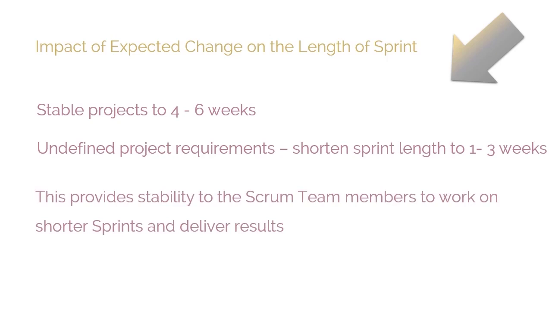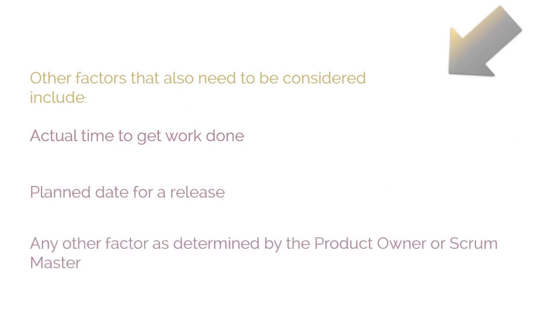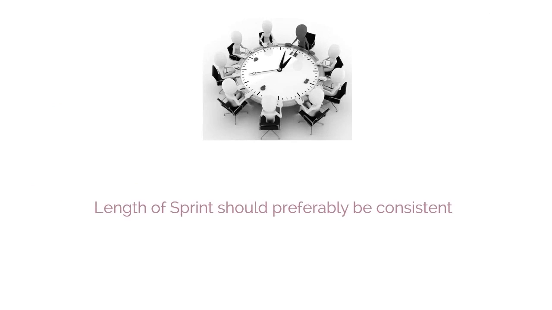It is important to note that expected change is not the only factor used to determine the length of a sprint. Other factors that also need to be considered include the actual time to get work done, the planned date for a release, and any other factor as determined by the product owner or Scrum Master. The length of a sprint should preferably be consistent.